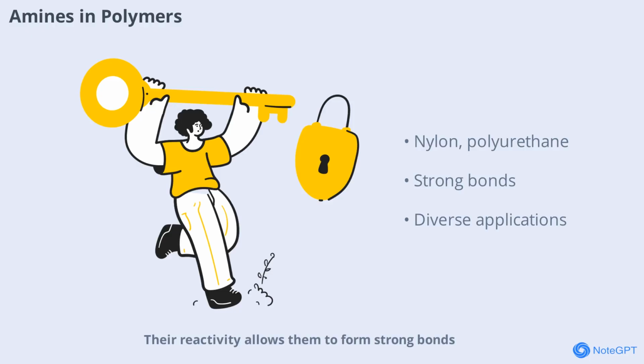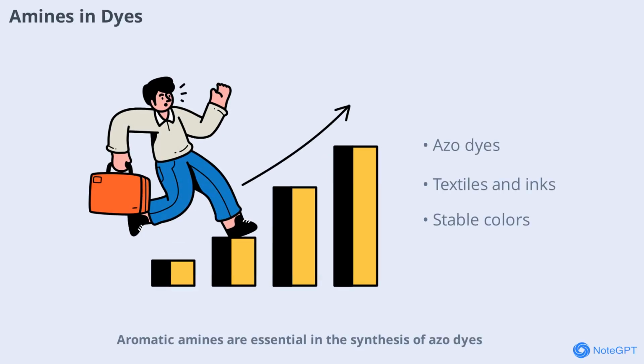Their reactivity allows them to form strong bonds, resulting in materials with diverse applications from textiles to automotive parts. Aromatic amines are essential in the synthesis of azo dyes, which are widely used in textiles and inks. Their ability to form stable, colorful compounds makes them invaluable in the dye industry.